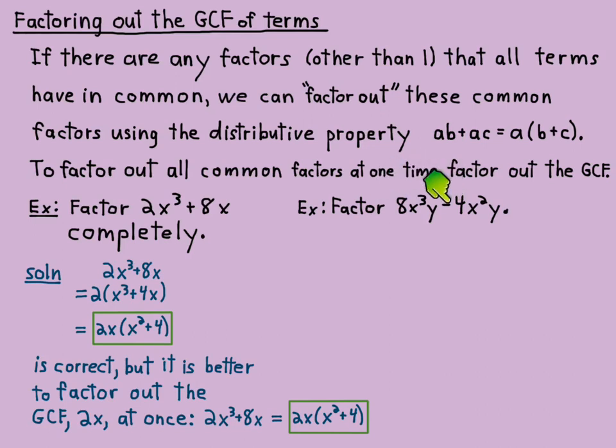Okay, and then look at the variable part. Which one has the most x's, factors of x? This one, or the least factors of x. This one does. So they have x squared in common. This one has an extra x. And they have a y in common. So the greatest common factor is going to be 4x squared y.